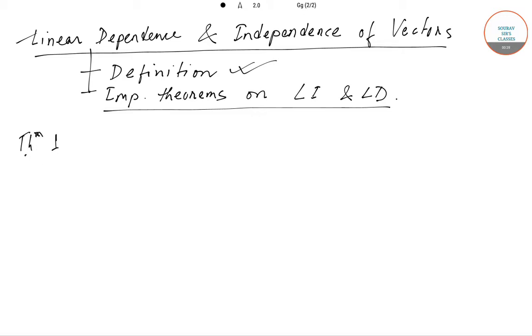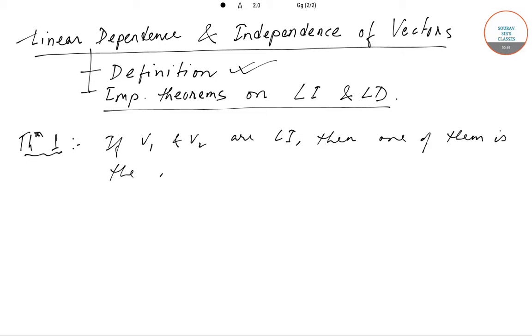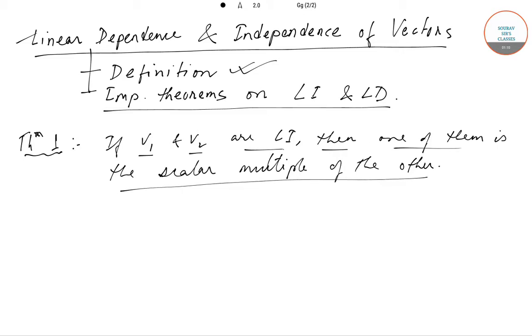Theorem 1. So what is the theorem 1? Theorem 1 basically says that if V1 and V2 are linearly independent, then one of them is the scalar multiple of the other. So this is theorem 1, that if V1 and V2 are linearly independent, then one of them is the scalar multiple of the other.